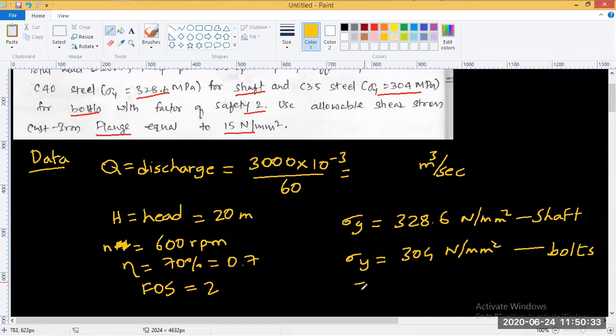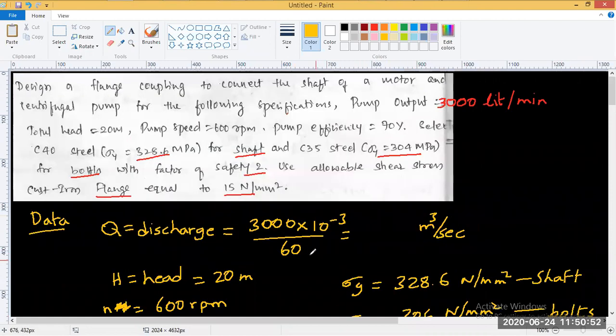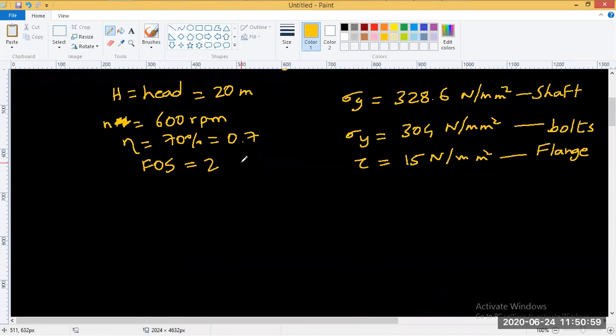And allowable shear stress tau. Allowable shear stress is 15 newtons per mm squared. This is for flange. Okay, so this much data you need to exclusively write it down. So let's see if I have missed anything from PowerPoint. Everything is there. Okay, so now let's start off.